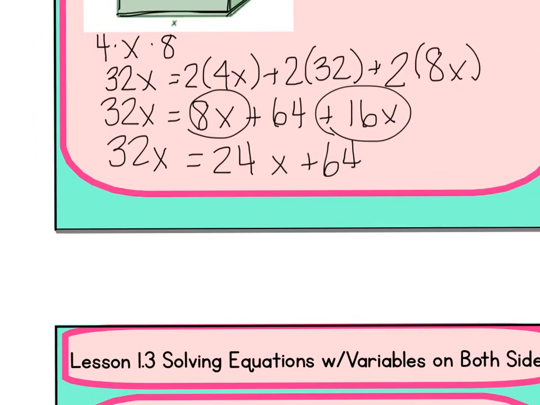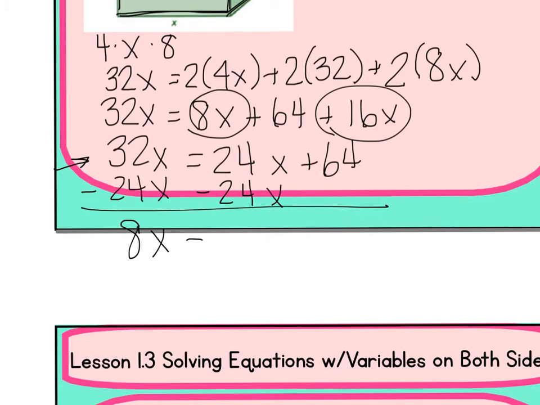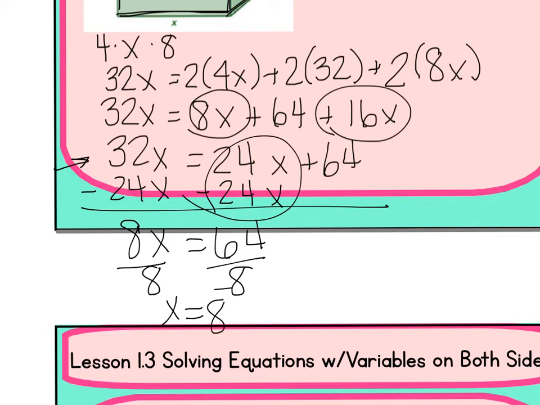We want to get our x's together. Since they're alone on the left-hand side, I'm going to subtract 24x's from both sides, which leaves us with 8x equaling 64. To get the x alone, we've got to divide by 8, and x equals 8.